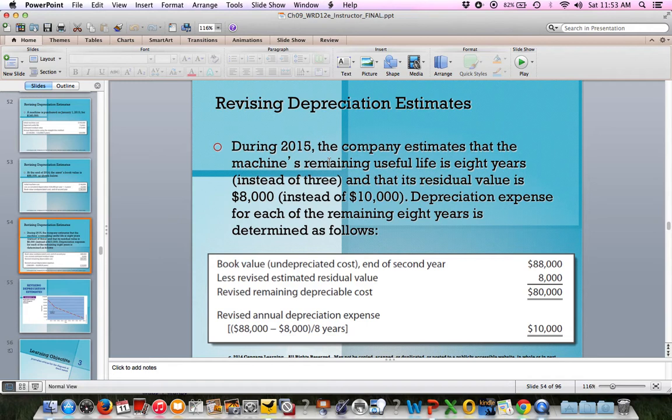Based on that new information, we revise our depreciation expense. The book value is 88,000 after 2 years. We subtract our new revised residual, and we get $80,000 of cost that should be depreciated between now and 8 years from now. We take 88 minus 8, divided by 8, and we get 10,000. So now I'm going to record depreciation at the rate of 10,000 per year, which is obviously very different than what we did for the first 2 years. And that's okay. There are a lot of estimates in accounting. When we become aware of a better estimate, we make that change and move forward.